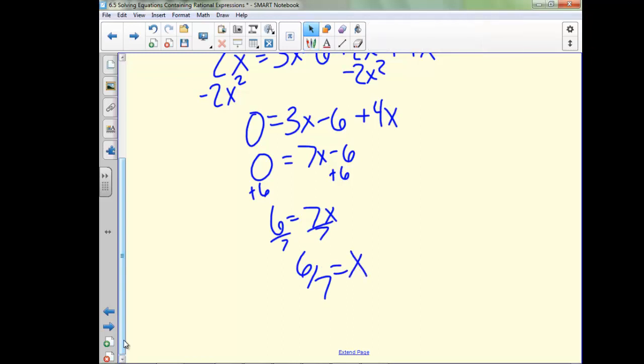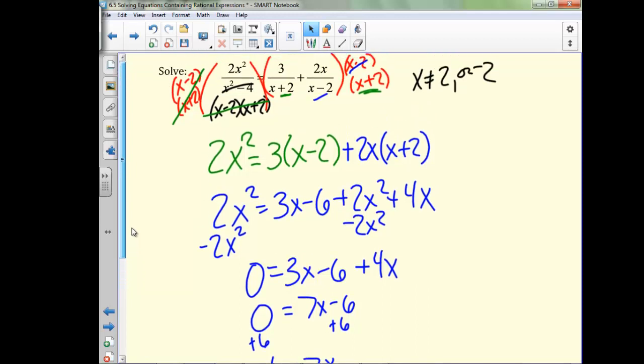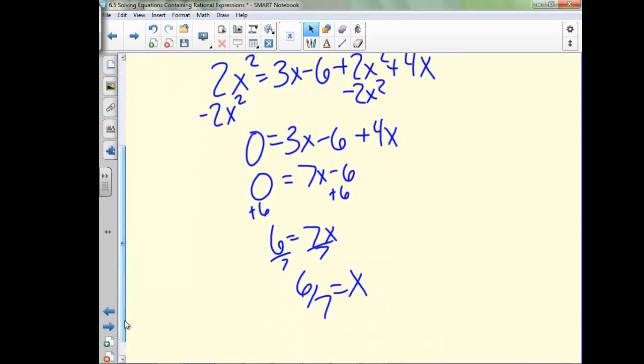And then let's double check, can that be one of our answers? Well, our x couldn't be 2 or negative 2. This is neither. So we are good.